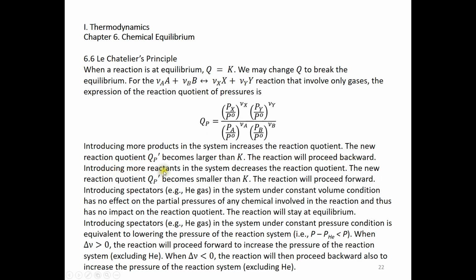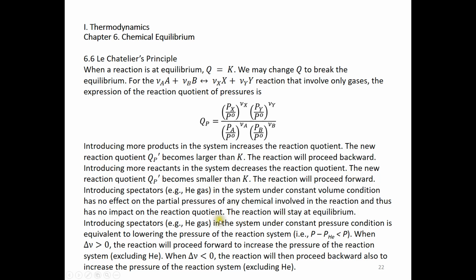What if we introduce more reactants in the system? So if we add more A in the system, that means the new reaction quotient is going to be less than K. When that's the case, the reaction should proceed forward. So again, that's the essence. If you are adding reactants, the reaction should proceed in a way to consume the reactant. If you are adding the products, the reaction should proceed backward to consume the product.